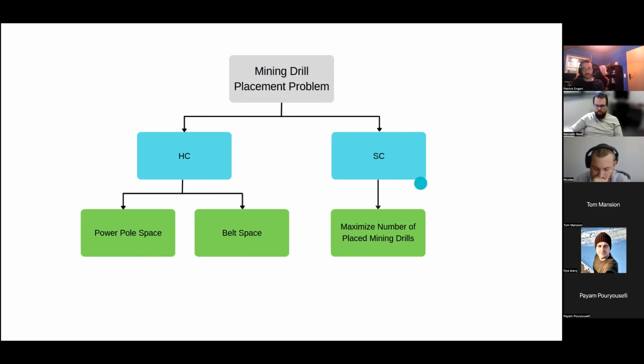And the soft constraint is going to be to maximize the number of placed mining drills, and or the amount of available resources covered, because it's always good to place the most number, but we might get better results if we take the actual resources that are under those drills into consideration.